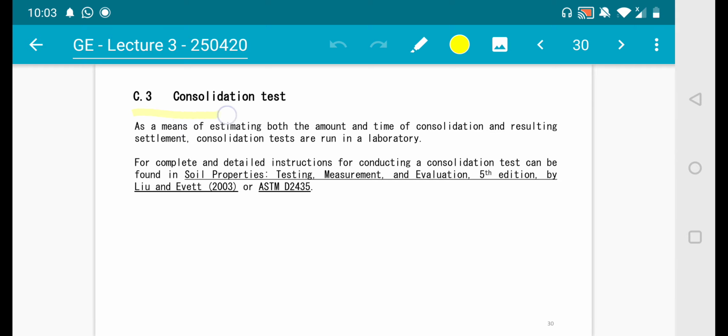Right, let's recap on consolidation tests. This is subtopic C3. You are likely to refer to ASTM D2435, with more details and a step-by-step guide on consolidation tests. Or you can look at Soil Properties Testing, Measurement and Evaluation, 5th edition by Liu and Abbott, 2003. So there are two types of guidance you can look at for more detailed information on consolidation tests.